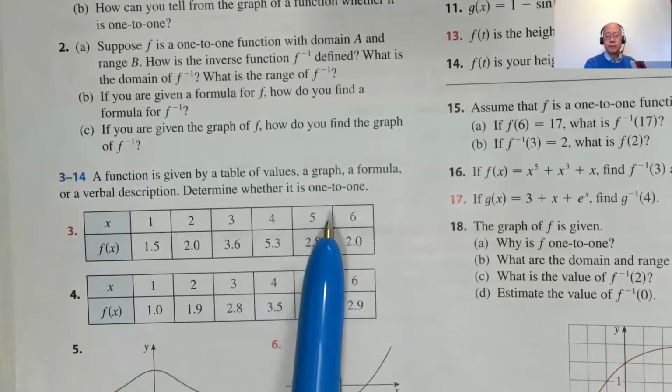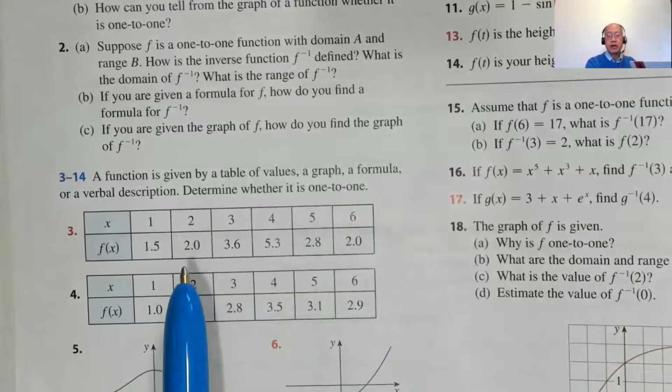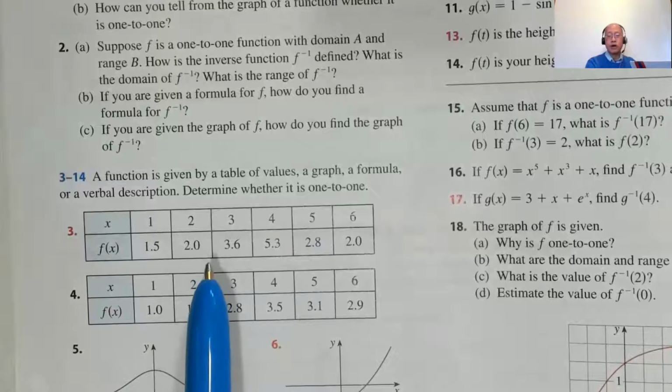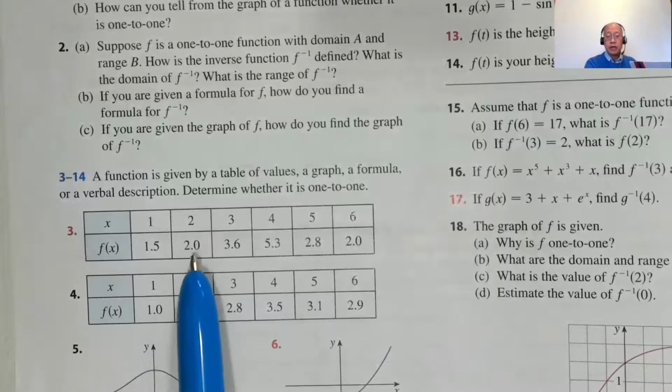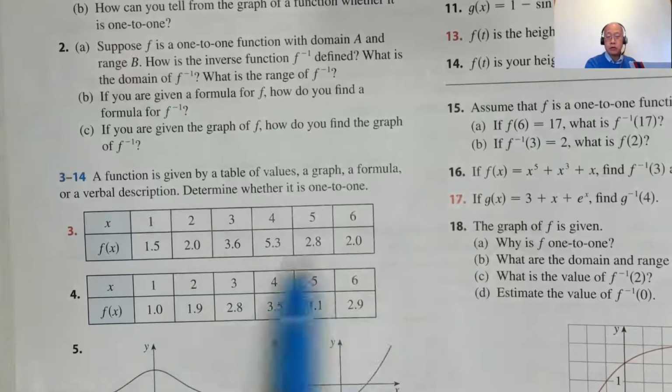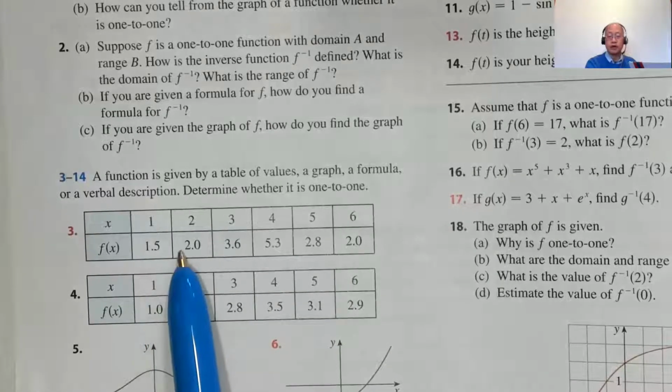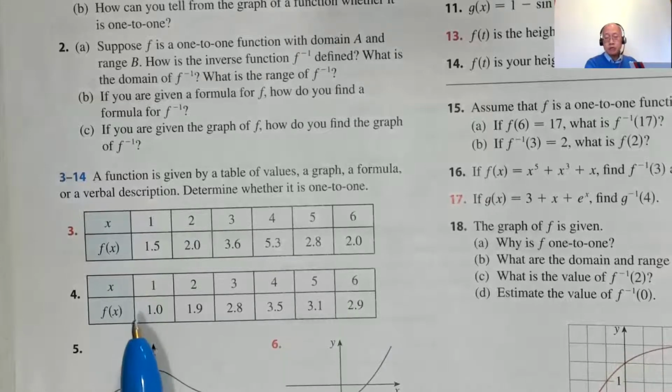For a one-to-one function, you ask, is there a repetition of any y value? If there's a repetition of y, we do not have a one-to-one function. Otherwise, we do. So number 3, I see a 2.0 here and a 2.0 here. So that means number 3 is not a one-to-one function. Number 4, none of the y values, and by the way, it says f of x, but that means y, and none of them are repeated. So number 4 is a one-to-one function.